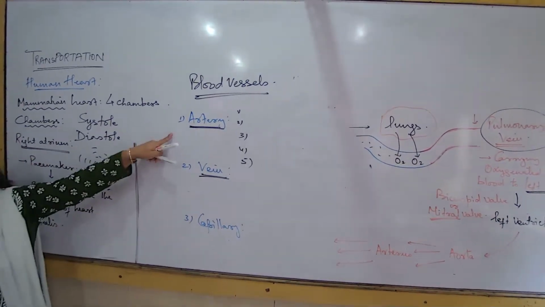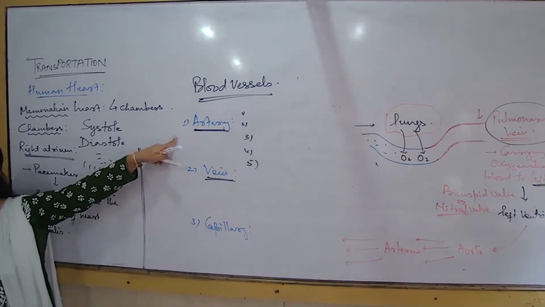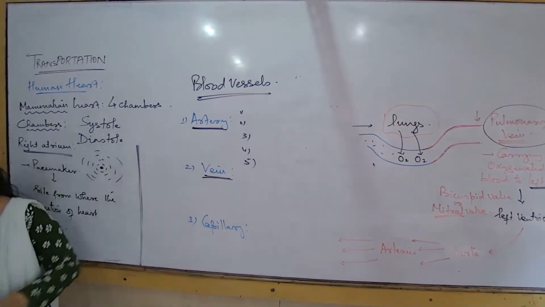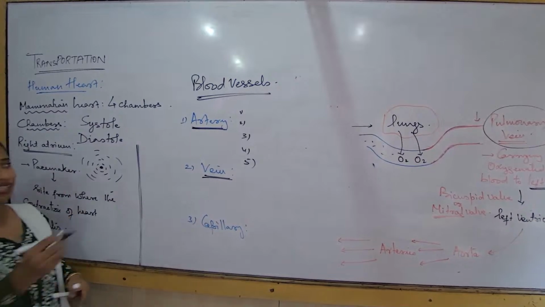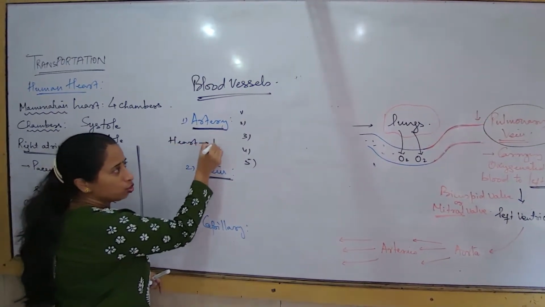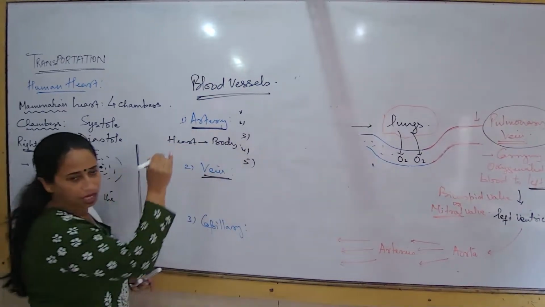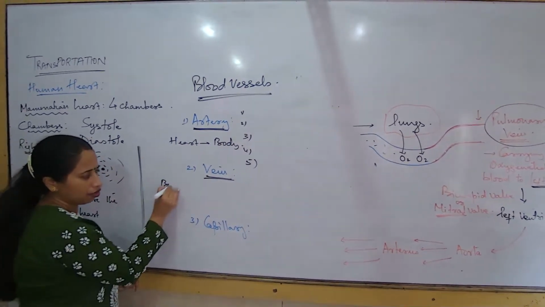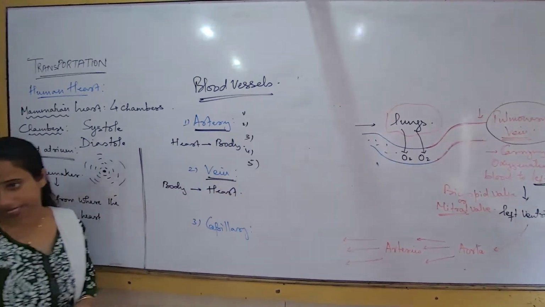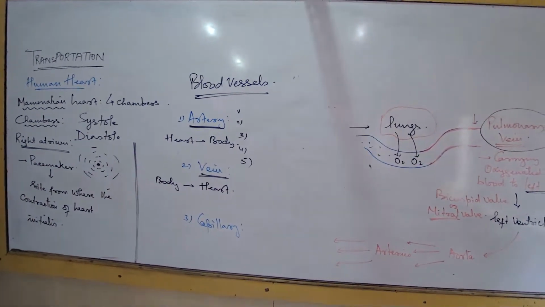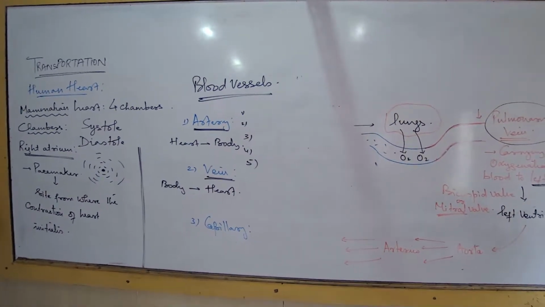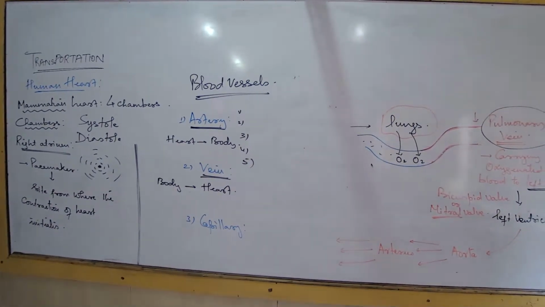If it is an artery, what is this artery doing? Listen first and then you will start writing. If it is an artery, what did I tell you? Arteries will always carry blood from the heart to the body. And if it is the vein, from the body part to the heart. That is always. Whether I talk about the pulmonary artery, maybe heart to other body parts, heart to lungs.